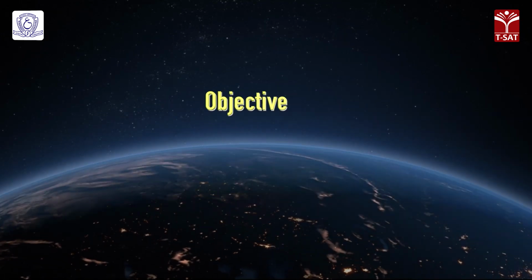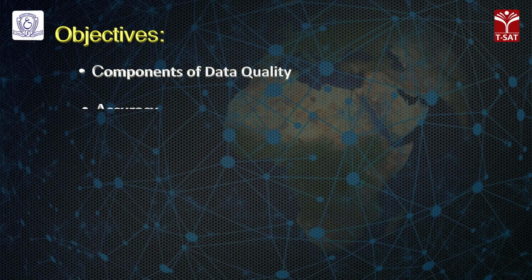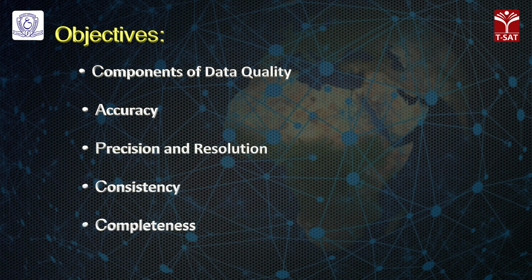In this chapter, we will understand the different data quality issues that occur during the usage of GIS software or during the data entry point into the GIS system. Objectives. The main objective of this chapter is to discuss the different data quality issues that are involved in handling spatial data so that it is precise, rapid and sophisticated. The chapter can be divided into components of data quality, accuracy, precision and resolution, consistency and completeness.